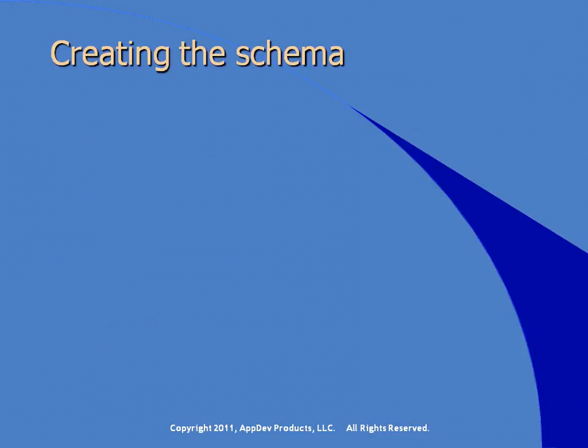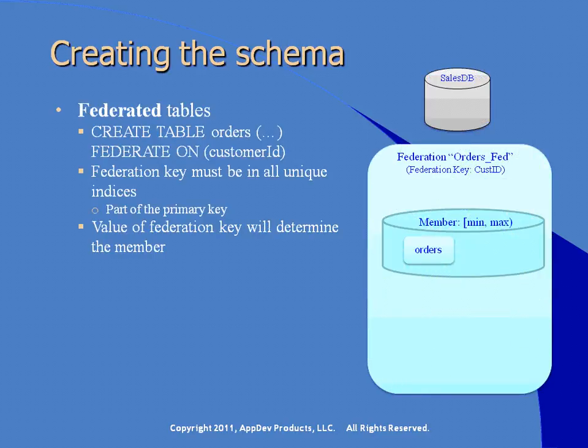So how does federating work? It's several steps. First, you have to create the federation and the federation tables. So for example, once you create your federation, you say create table orders and federate on customer ID. The key to this is that the federation key must be in all unique indexes, meaning it must be part of the primary key. And the value of that federation key will determine the federation member.